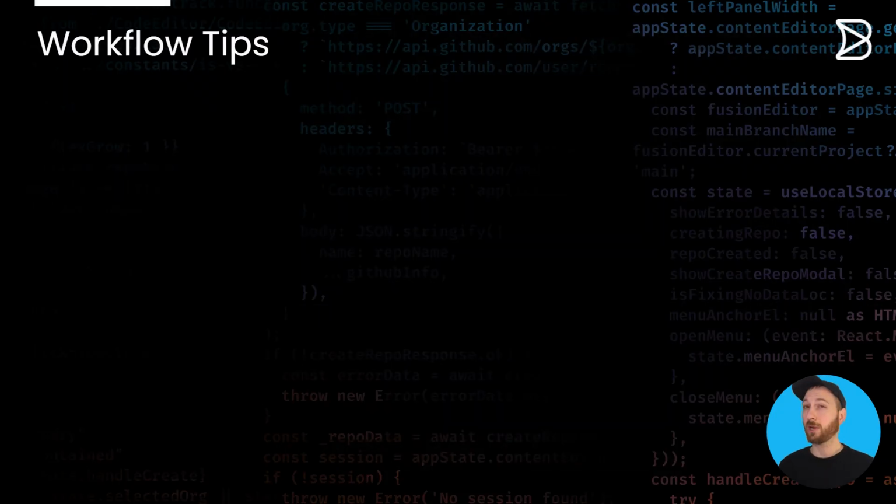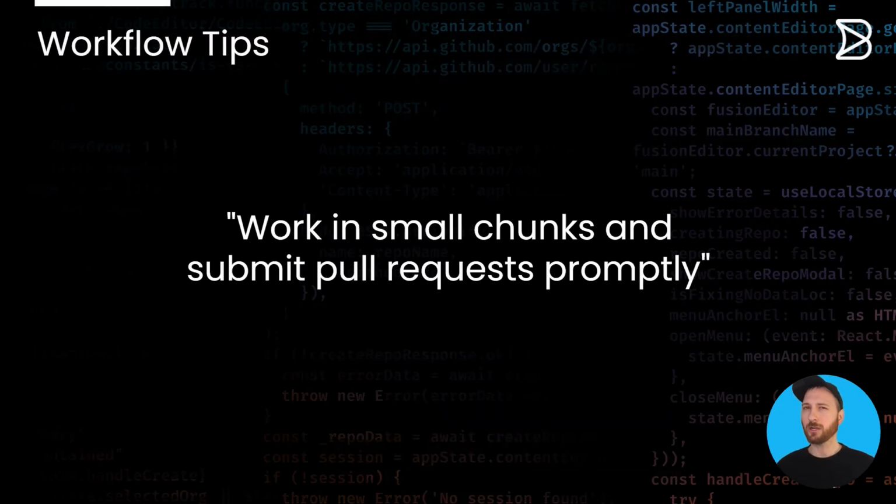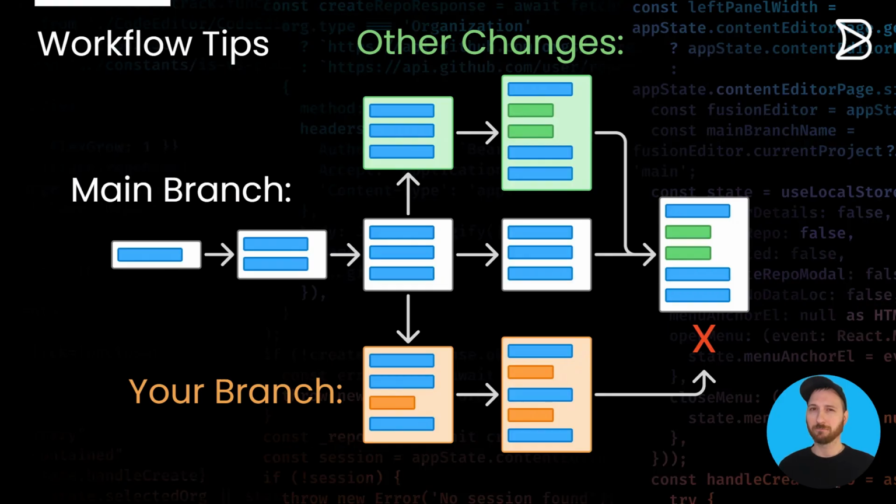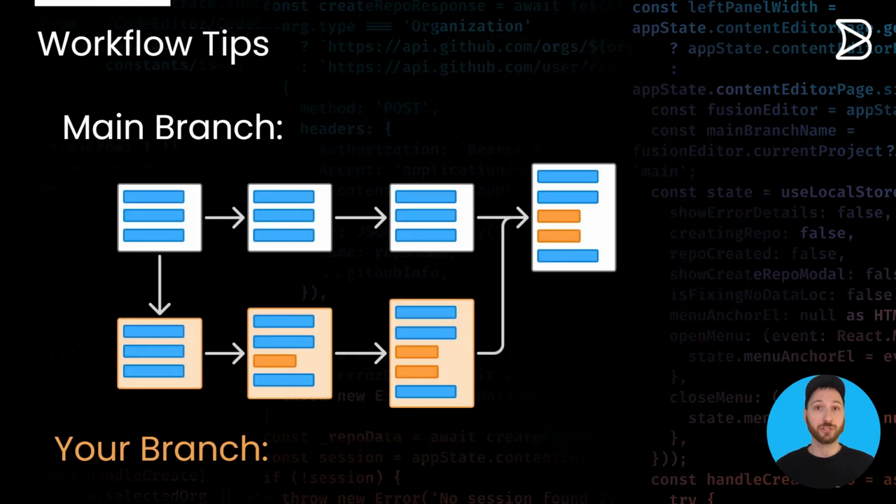One quick best practice: work in small chunks and submit pull requests promptly. Remember, your branch is a snapshot. The longer you work on it, the more the main version might change. If someone else modifies the same parts of the app that you're working on, it becomes harder to combine those overlapping changes later. Make your changes, test, send the PR, and move on to the next task.